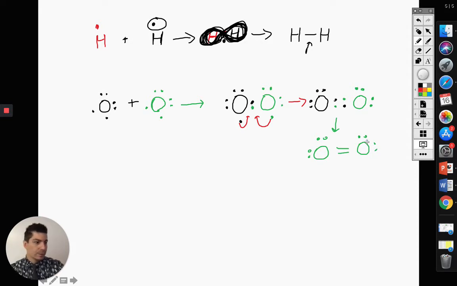Okay? So because it has two bonding areas here, that is why we need to share two pairs of electrons. And that's why we're going to have the double bond overall. Okay? Let's do one more. So this time I'm going to clear this board just so I have a little more space. So single bond up top, double bond down at the bottom.